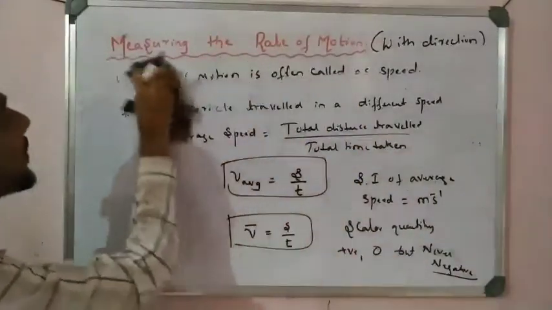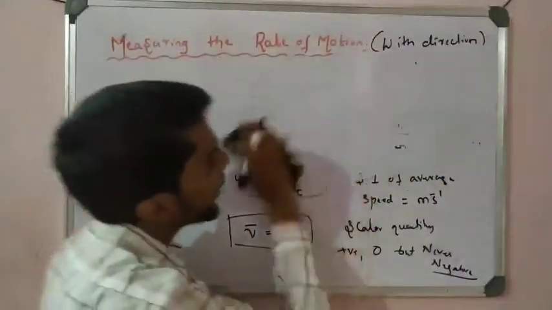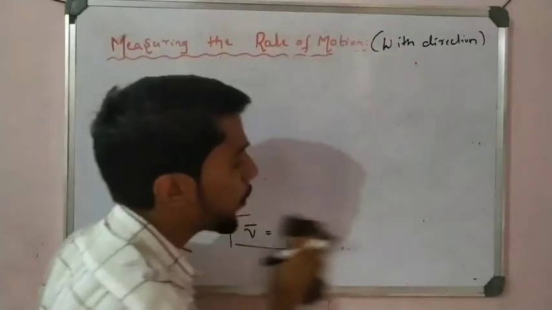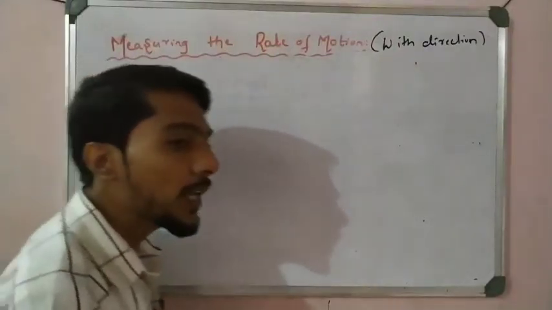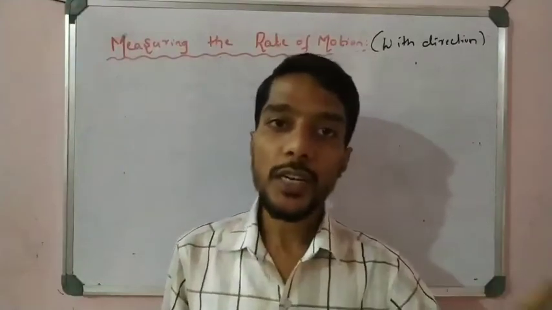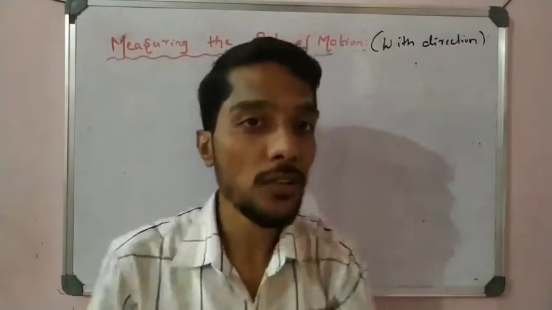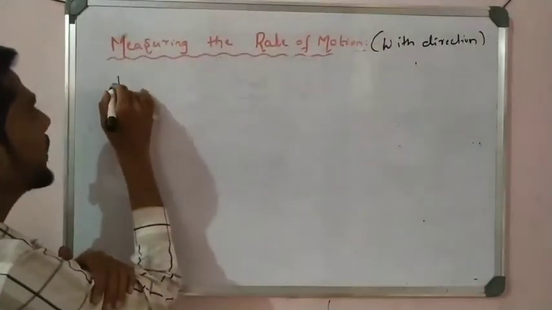Now let us take the next concept, velocity. See, both velocity and speed are rate of motion. If the rate of motion has no direction, it is speed. If the rate of motion has direction, it is called velocity.